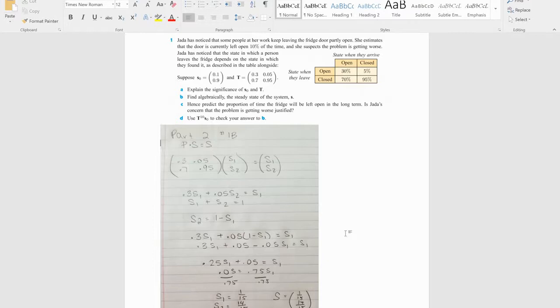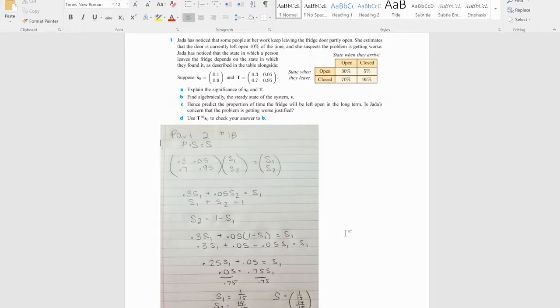When we multiply, it's 0.3 times S1 plus 0.05 times S2, and then that's going to equal S1 because that's on the top row. Now, we could do the same thing with the bottom row of the transition matrix, but it's just going to give us a system that will give us infinitely many solutions. So instead of using that bottom row, because they're probabilities, we know that our two steady states have to add up to 1. So that's where I got S1 plus S2 equals 1.